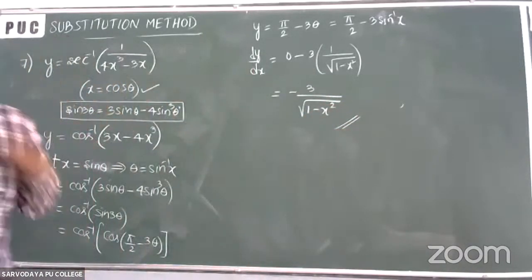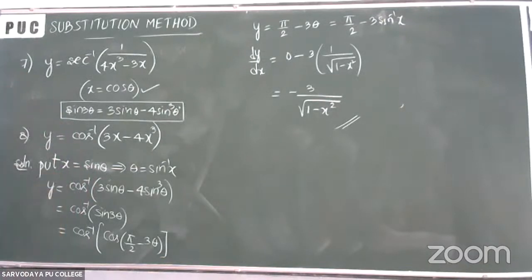That's the derivative. Look, any doubts? Clarification, right? Many of you are typing. Manoj, Falguni, minus 3 divided by root of 1 minus x square. Fine.